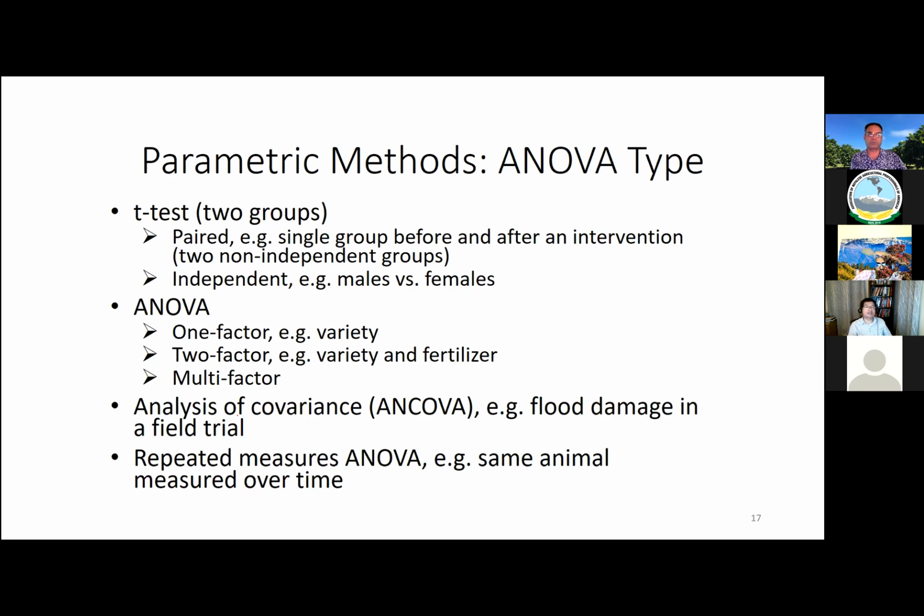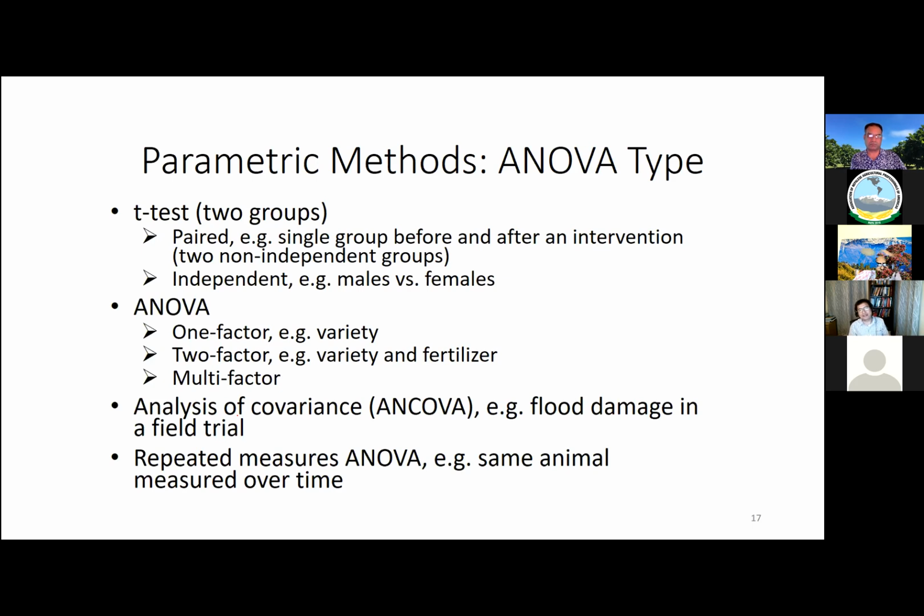Then in analysis of covariance, you can look at a third variable. What we typically call a covariate, right? So like flood damage. So you ran a field trial, then there was some flood damage. Then if you have some data on flood damage, and if you can reasonably quantify flood damage, then you could probably use flood damage score as a covariate.